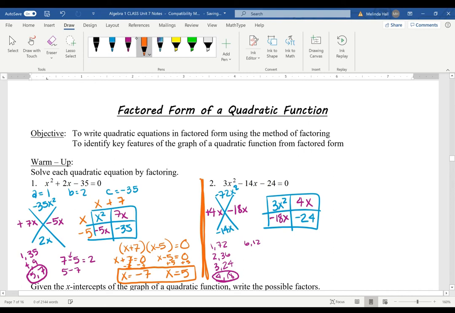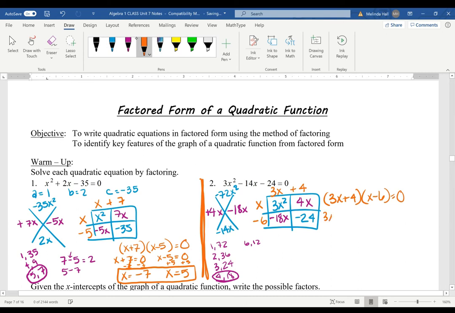So for this top row, 3 and 4, I can't take a single number from, but I can take out an x. And if I take out an x, that would mean I would have to multiply by 3x to get 3x squared, and x times a positive 4 would give me 4x. And so then if I took out 3x from this first column, 3x and negative 18x, I would have to multiply by negative 6, and negative 6 times positive 4 gives me negative 24. So then I know my two factors are 3x plus 4 times x minus 6 equals 0.